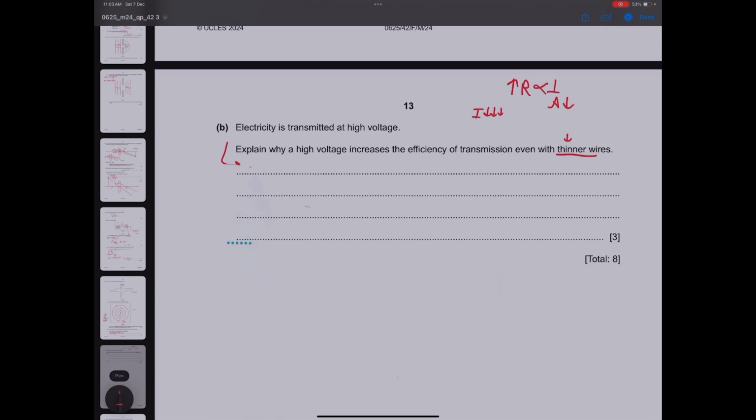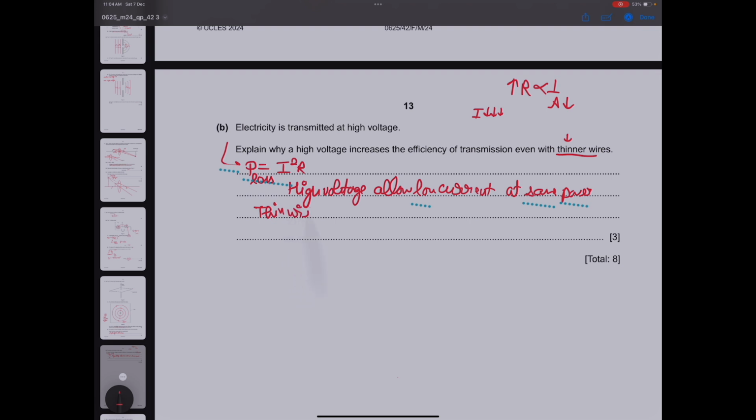So you can first of all mention power loss is equal to I squared R. Then you can mention high voltage allows low current at same power, right? Then you can also mention that using thin wires results in high resistance.